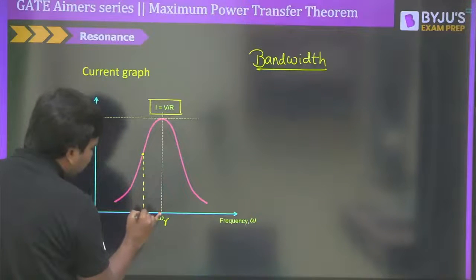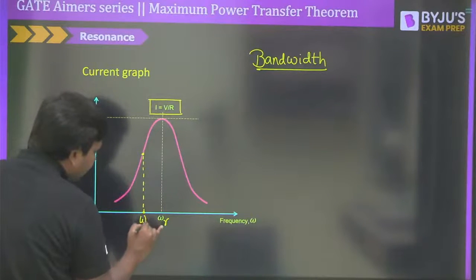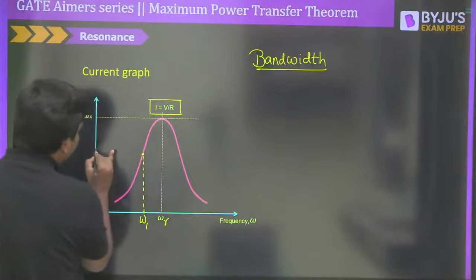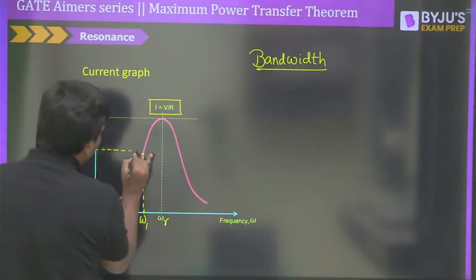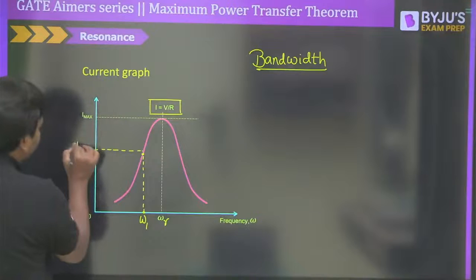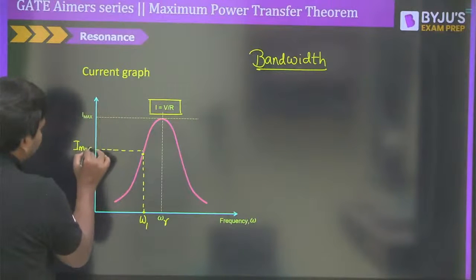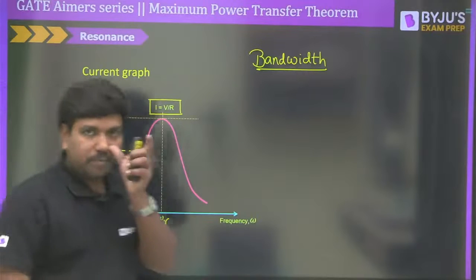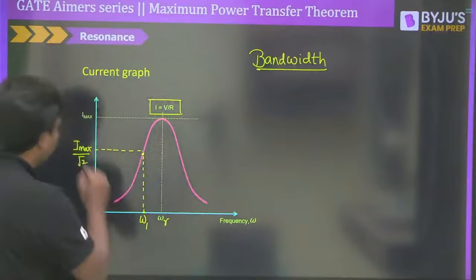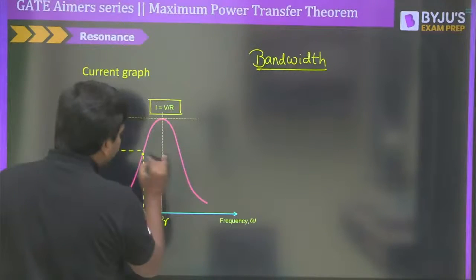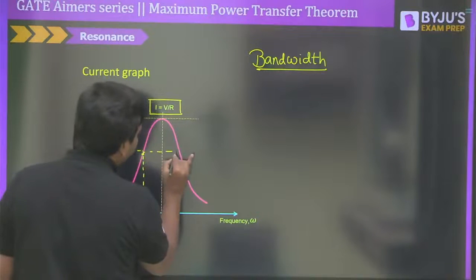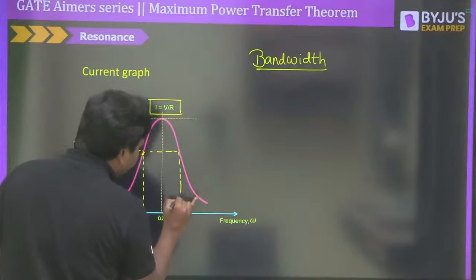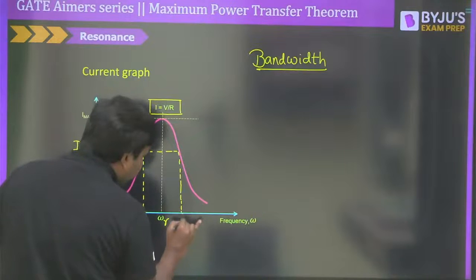So that means it is the frequency range at which the value of the current will become half of the maximum value of the current, I max divided by root 2 here. Clear? I max divided by root 2. And at the same time, exactly at this value of frequency also, you are having I max by root 2. So that is omega 2.